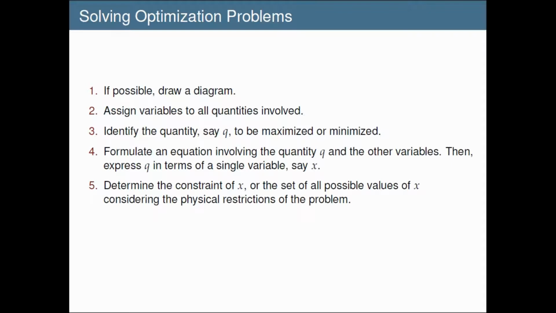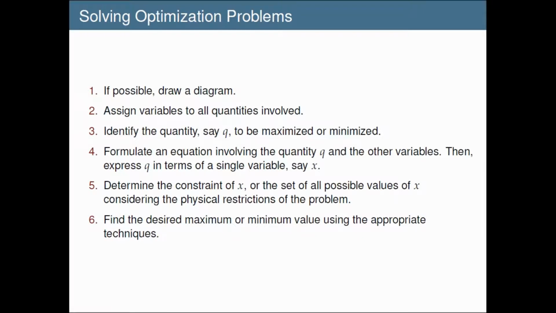Then determine the constraint of X, or the set of all possible values of X, considering the physical restrictions of the problem. So kunwari dun sa example kanina, we only considered positive values of X, since X is the number of units of a product. Then find the desired maximum or minimum value using the appropriate techniques. Using critical numbers and then using the second derivative test. Pwede rin gamitin yung first derivative test to get the maximum or minimum values.